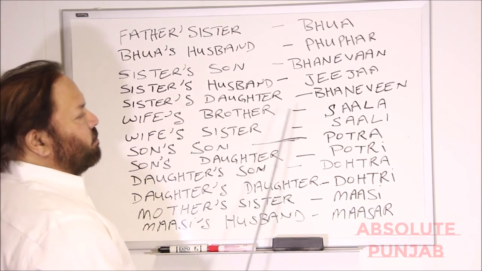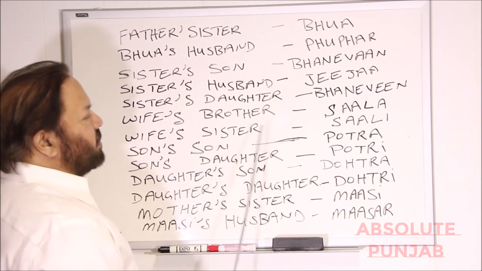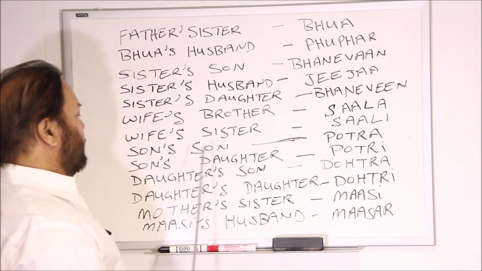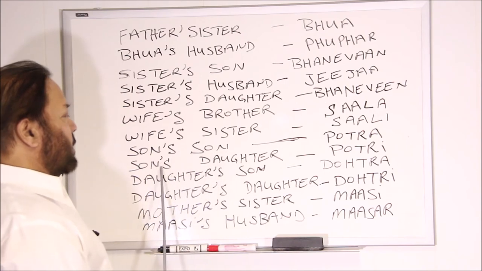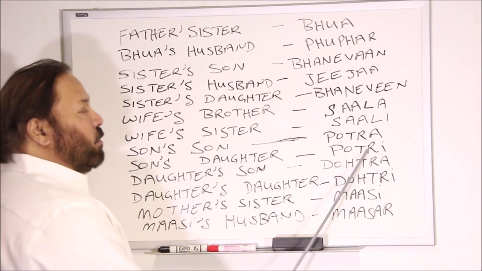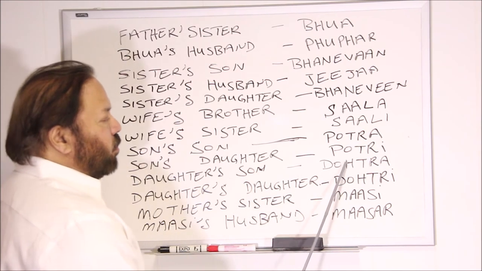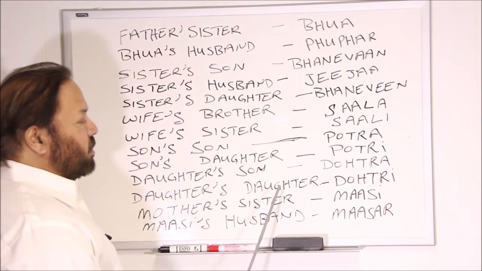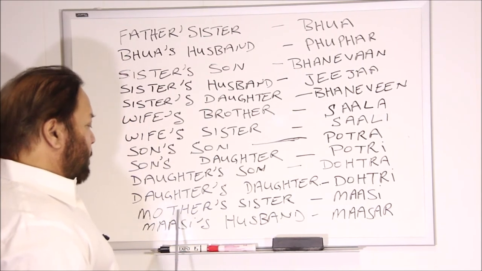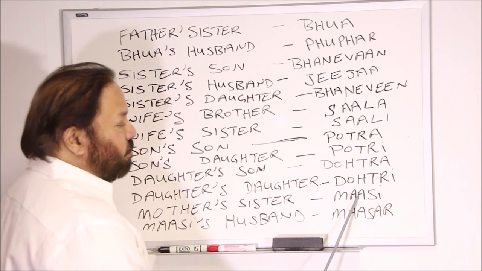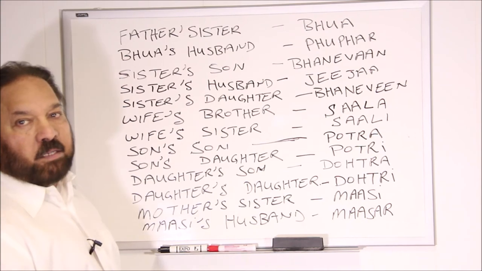Wife's brother, sala. Wife's sister, Shali. Son's son, Potra. Son's daughter, Potri. Daughter's son, Dotra. Daughter's daughter, Dotri. Mother's sister, Masi. Masi's husband, Masar.